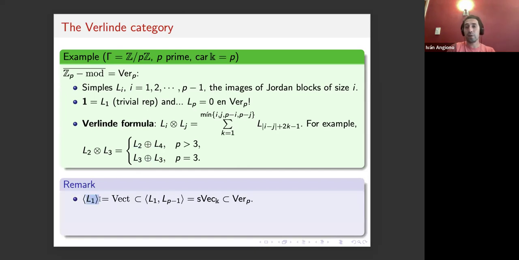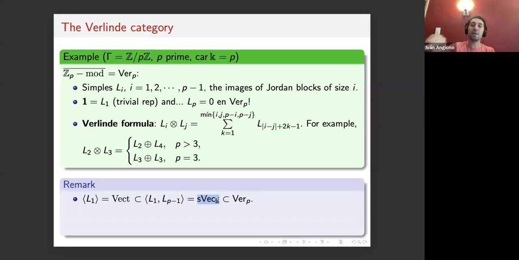If you take the tensor subcategory generated by L1, as usual, this is equivalent to the category of vector spaces. Suppose that you take L1 and L pi minus 1. You can check that this is a category with just these two objects. What happens with L pi minus 1 multiplied by itself? It is isomorphic to 1 when you look at this Verlinde formula. So you can check that this is isomorphic to the supervector spaces, which is so funny.